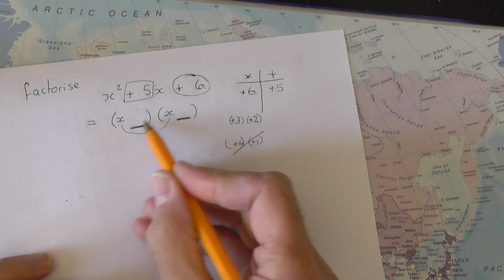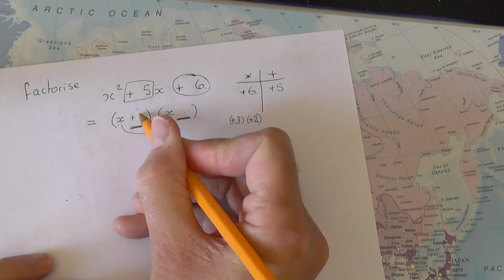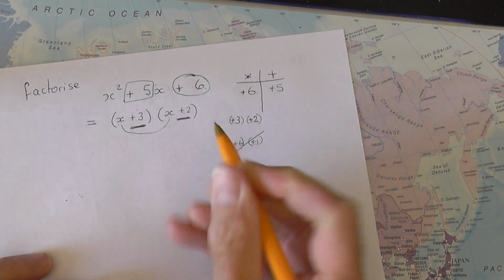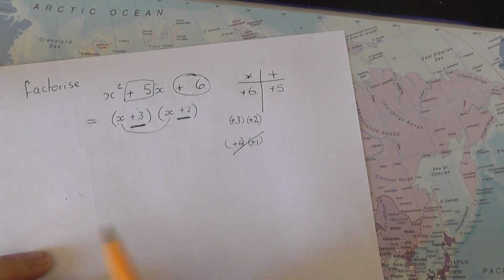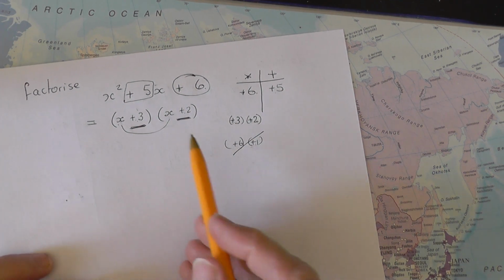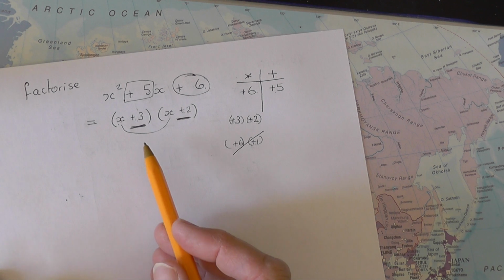And it doesn't matter which way round you put them. I'll put plus 3 first, plus 2 second, but I could put the plus 2 first and the plus 3 second. And there you go. There is the bracket factorisation finished.